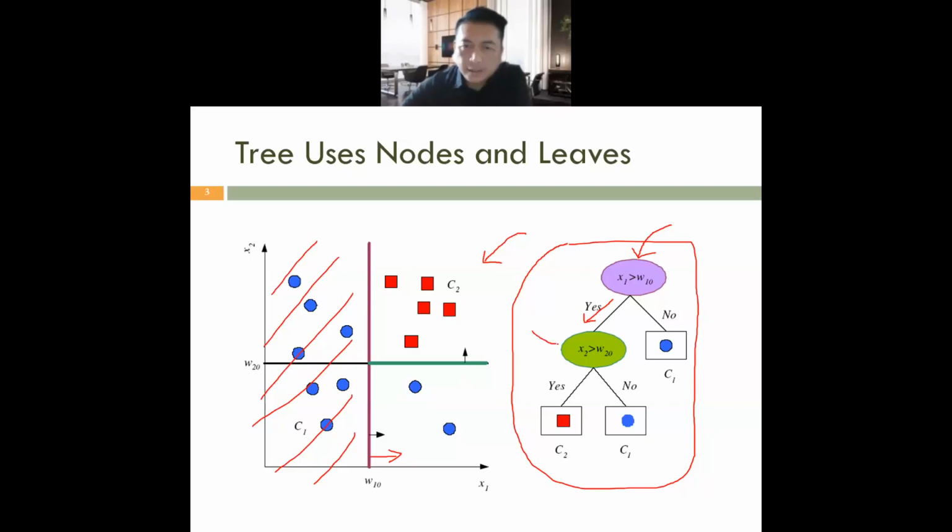And then in the second node, we check again if x2 is greater than w20. So w20 is this one. So if yes, then we say that they belong to the red class. If no, they will belong to the blue class. So imagine that in the previous example, our aim was to draw a line that will separate the classes. But using decision tree, we will be able to draw a line that is not linear.